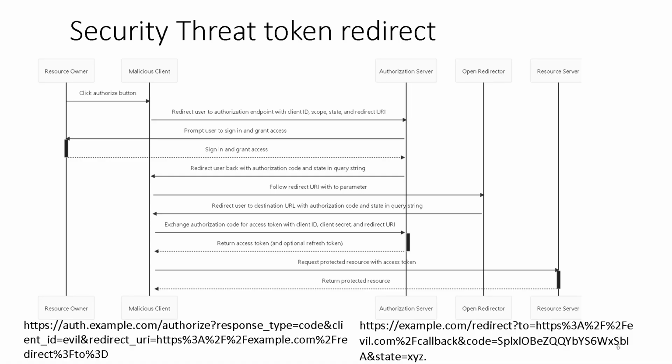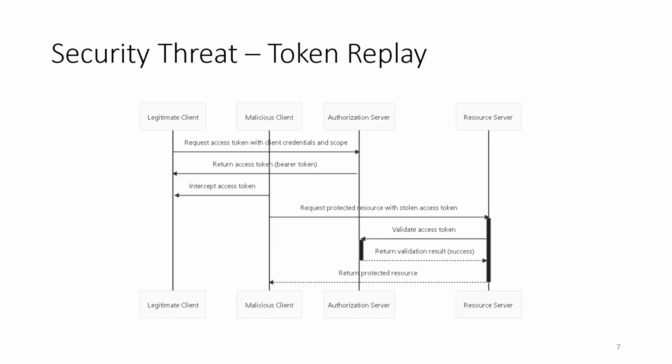It basically tricked the user by redirecting them to what seems to be something legit, but it's not. This shows the malicious client uses an open redirector to exfiltrate an authorization code from the resource owner's browser, and then uses it to obtain an access token from the authorization server. The malicious client can then use that access token to access the protected resource at the resource server on behalf of the resource owner. This threat actually happens very frequently, and it relies on tricking the end user. Another threat is a token replay.